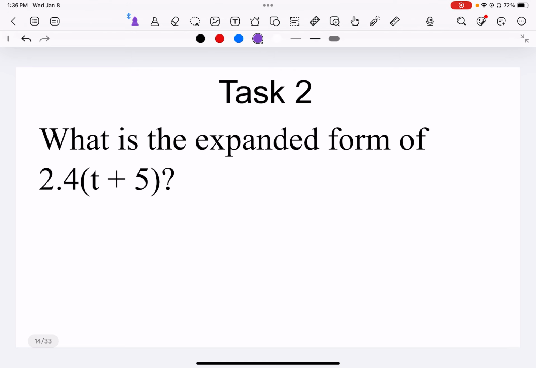What is the expanded form of this expression? Expanded form is the same thing as distributing. We're going to take the number outside and distribute it to all the terms inside the parentheses. 2.4 times t is 2.4t, and 2.4 times a positive 5 is positive 12, so we just put plus 12. So this is the expanded form of that expression.